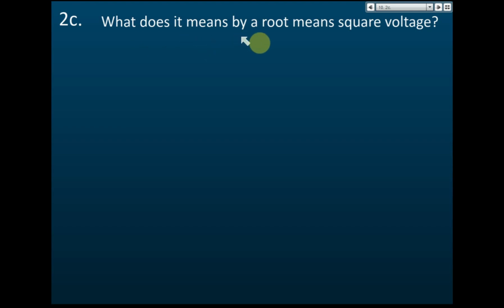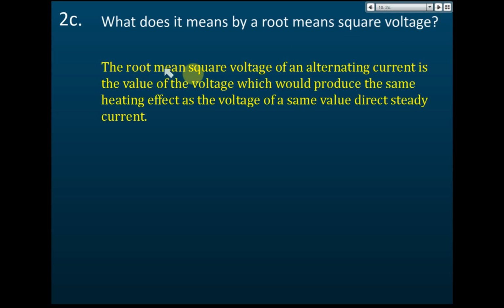2c, what does it mean by a root mean square voltage, or VRMS? Any idea? Do you still remember what the root mean square voltage is? Root mean square is always for alternating current. We don't have a root mean square value for direct current. So the root mean square voltage of an alternating current is the value of the voltage which would produce the same heating effect as a direct steady voltage of the same value. Meaning what? Meaning if you have 2 bulbs.